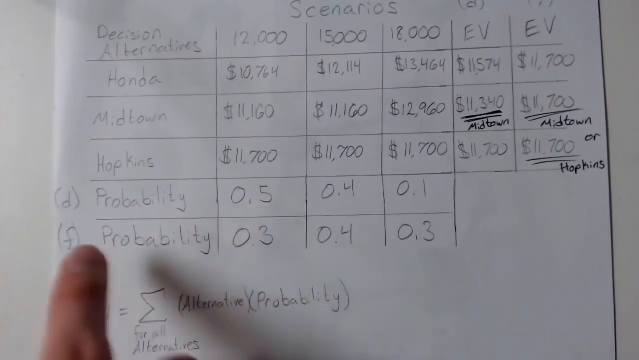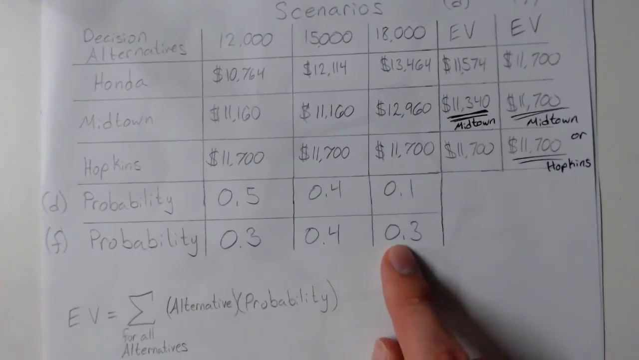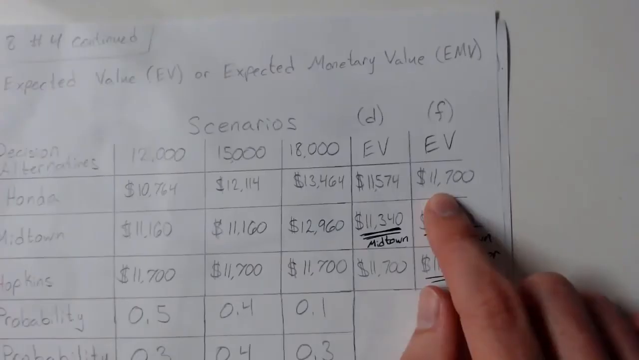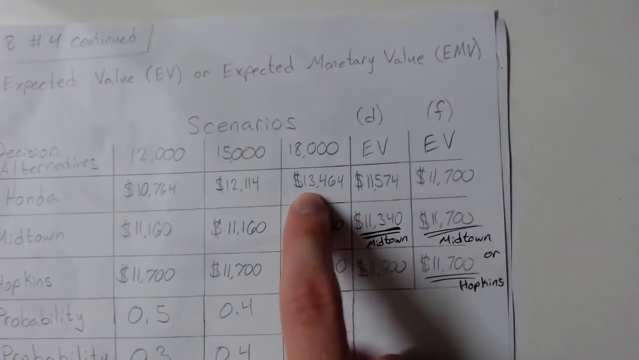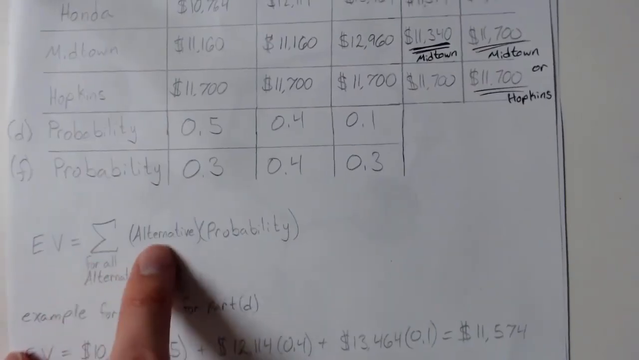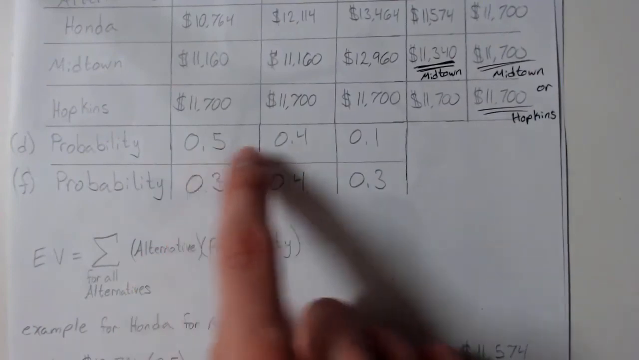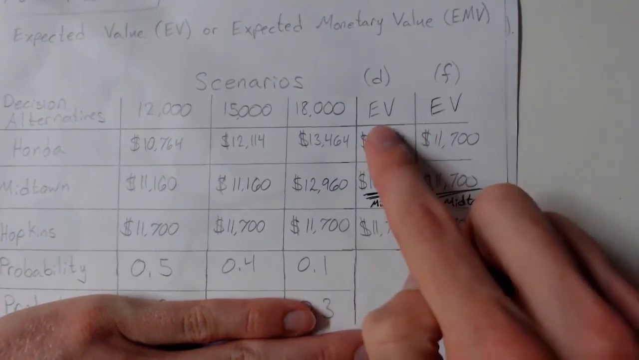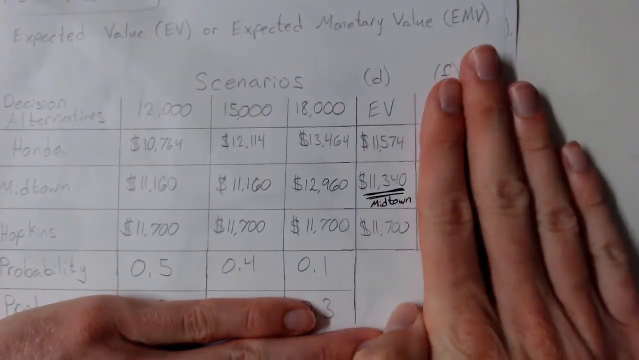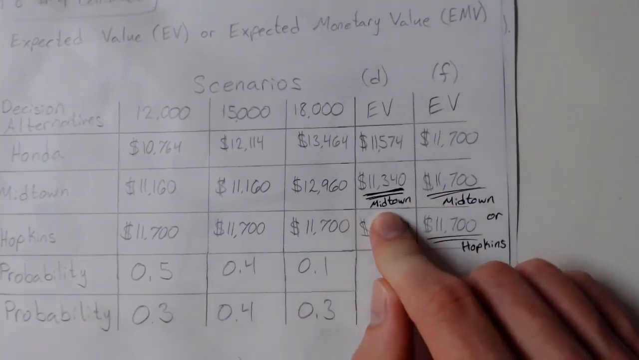Now part F is the same way, given different probabilities. So she thinks it's more likely that she'll drive 18,000 miles. We can expect the expected value to go up because the expense for driving 18,000 miles is more expensive. As far as the formula, you're basically multiplying each alternative cost times the probability and adding it up. Looking at these probabilities, these are the expected values that I would pay. And so it's obvious that the Midtown car will be the least expensive.